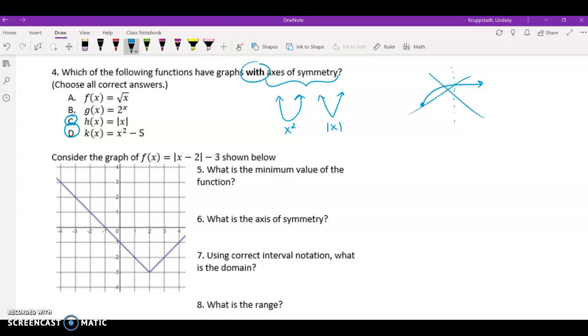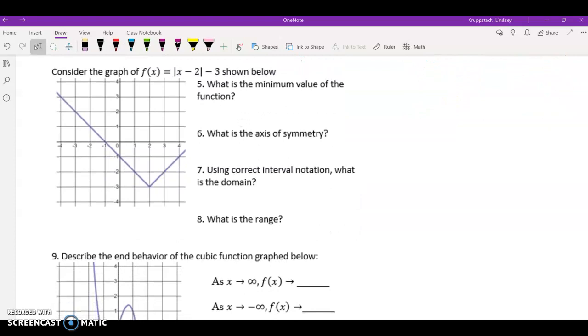That doesn't happen here. And then letter B is an exponential function, so it looks something like this. And again, there is not that imaginary magical line that would cut that graph in half, so it doesn't exist. If you are feeling frustrated or confused on this, absolutely pull out Desmos or your graphing calculator and get a good picture of what these look like.